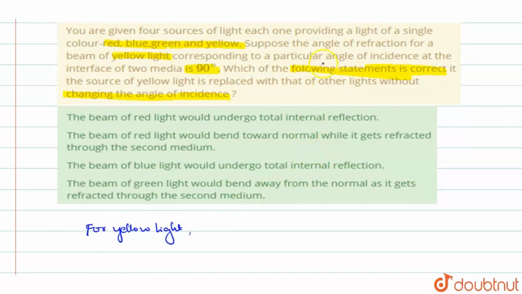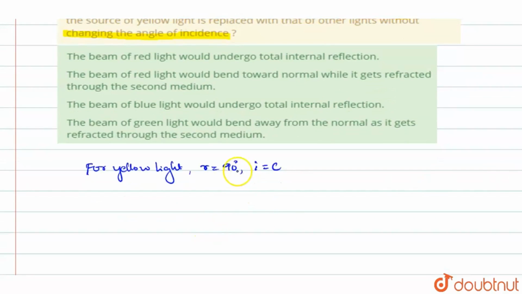you can say the angle of refraction for that light at a particular angle of incidence is 90 degree. So they are saying r is 90 degree, and if r is 90 degree, then i will be equal to the critical angle. So according to this condition, they have a total internal reflection. If r is 90 degree and i is equal to C, it is nothing but total internal reflection, and according to that, n is equal to 1 by sine C is the equation for total internal reflection.